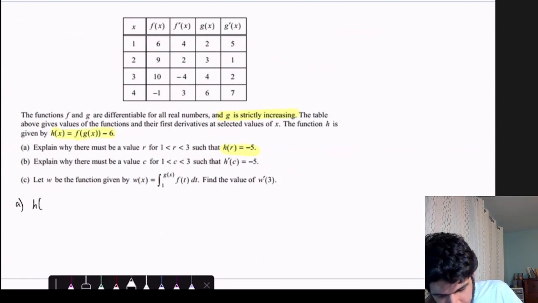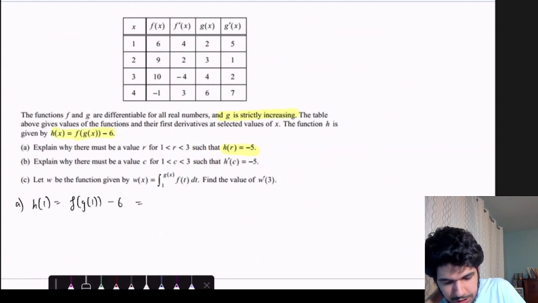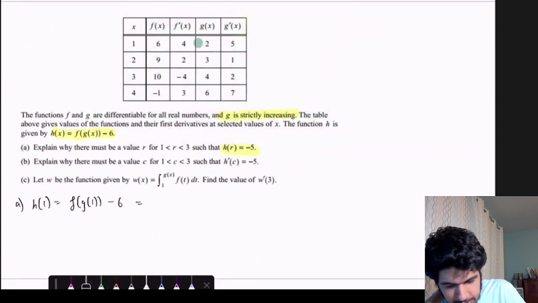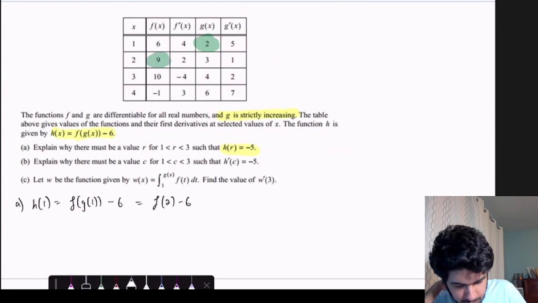So h of 1 is equal to f of g of 1 minus 6. G of 1, let's use green. G of 1 is this value here, which is 2. So this is f of 2 minus 6. And f of 2 is 9. So 9 minus 6, which is equal to 3.